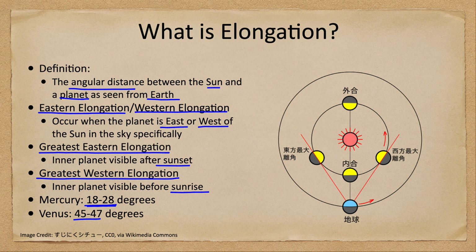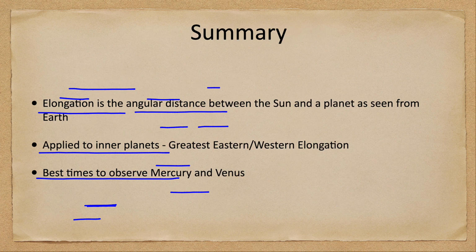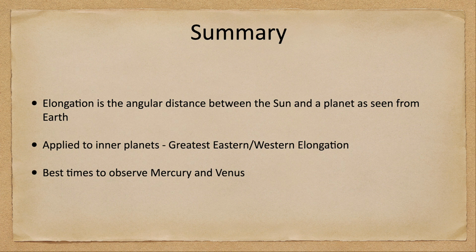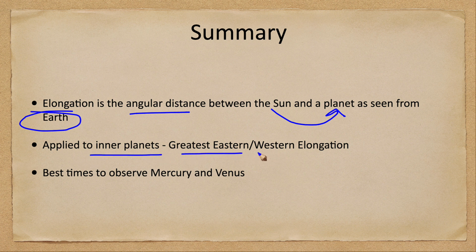So let's go ahead and finish up our discussion today with our summary. What we've looked at today is that elongation is the angular distance between the sun and a planet as seen from the Earth. When it's applied to the inner planets, we get the greatest eastern or western elongation. And these tell us the best times to observe the inner planets, Mercury and Venus.